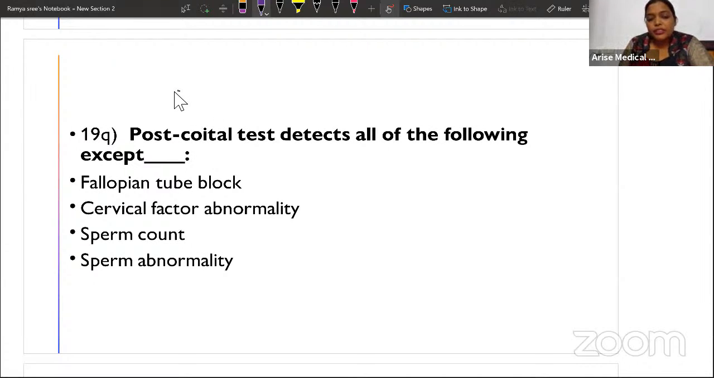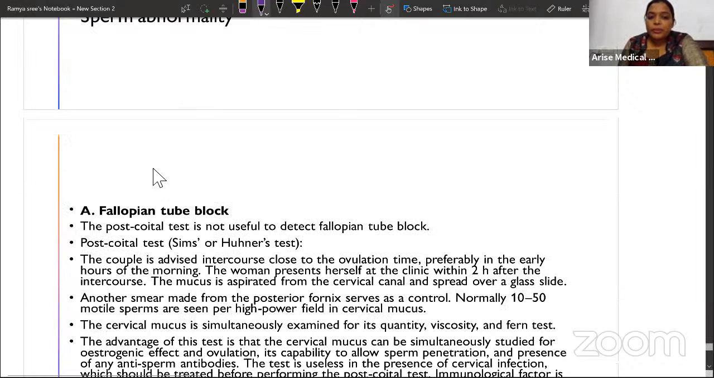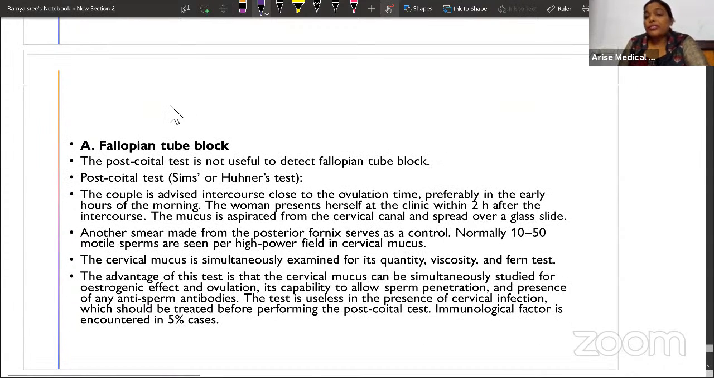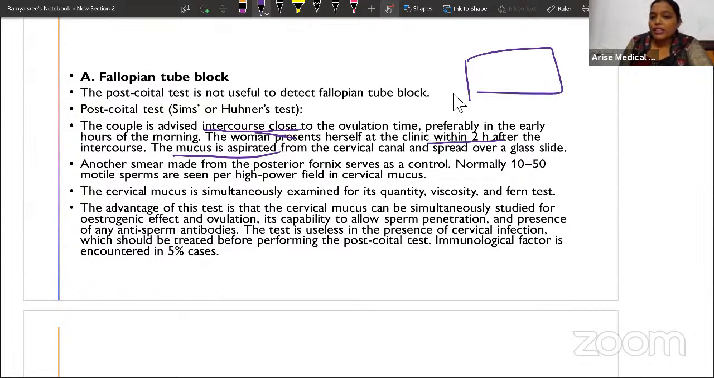So the postcoital test is also called the Sims-Huhner test. This test is mainly used to check the cervical mucus hostility and the number of sperms. The couple is advised to have intercourse close to ovulation, preferably in the early morning hours, and then the woman should report to the clinic within 2 hours. Once she reports, you aspirate that mucus and spread it on a glass slide.